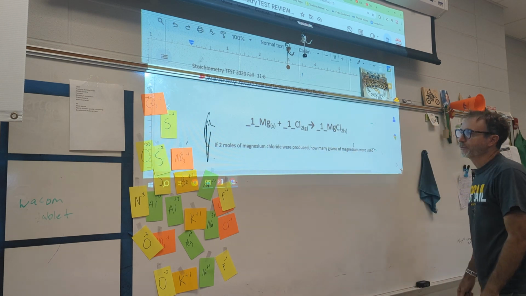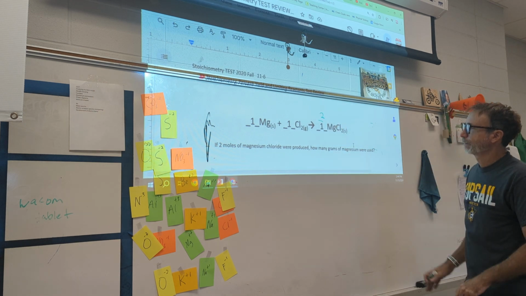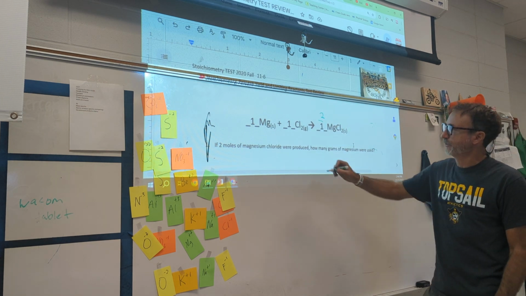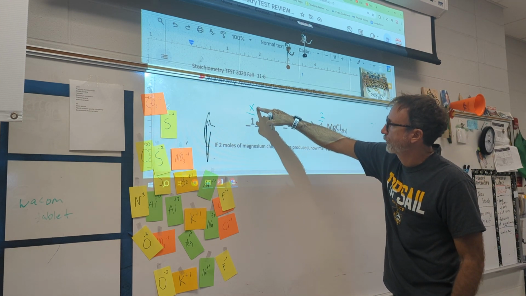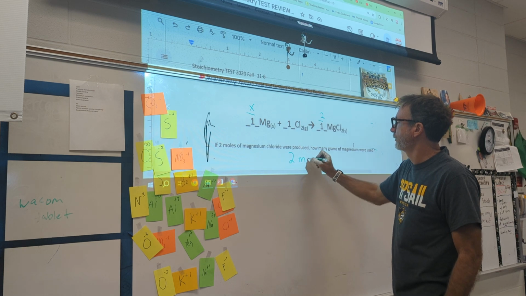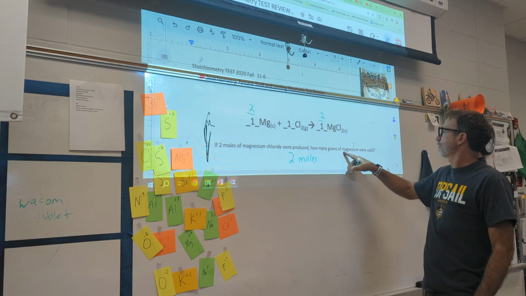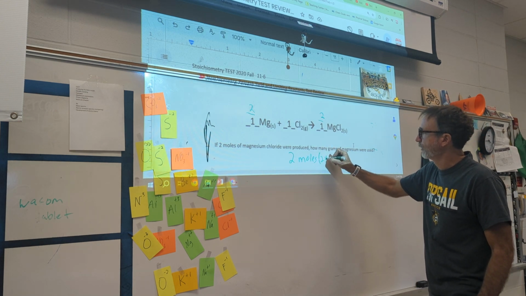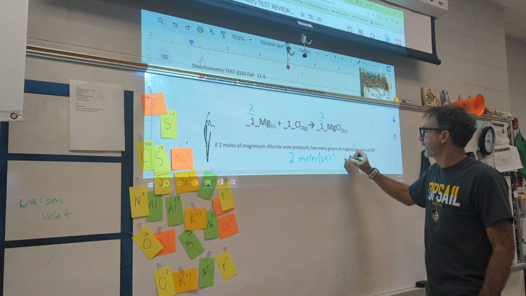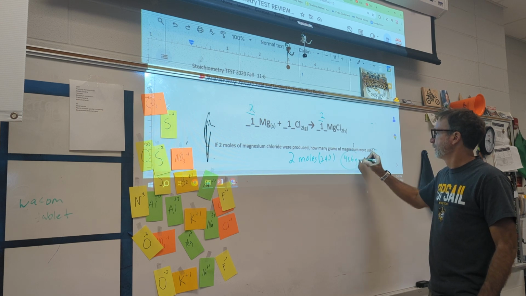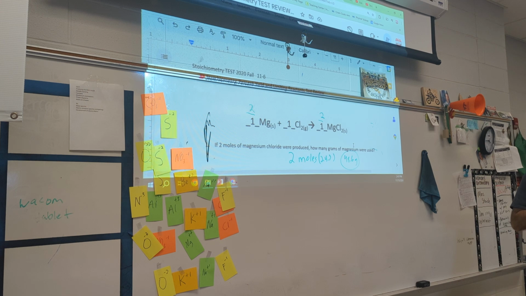2 moles of magnesium chloride were produced. How many grams of magnesium were used? 2 is to 1 as, well, 2 is to 1. So 2 moles there would end up being a 2 here. How many grams? 2 times 24.3. No one could ever do 48.6 grams in their head, right? Make sense? Yep. All right.